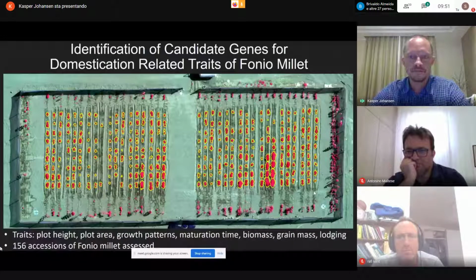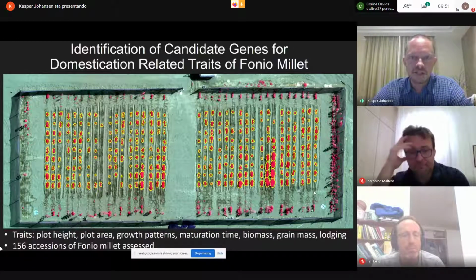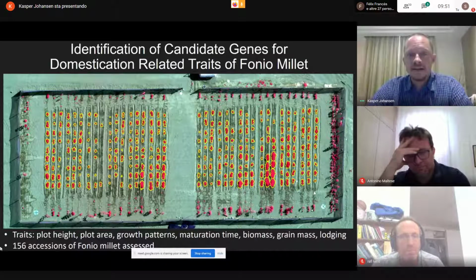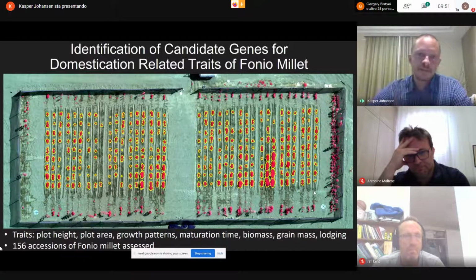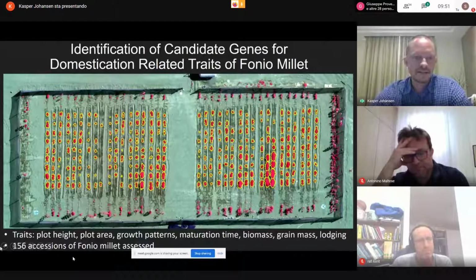Okay, just another plant trial study that we are a part of. That's led by another plant science group at KAUST that's looking at identifying candidate genes for the domestication related traits of millet. Millet is a grain that's quite nutritious and eaten a lot in the western parts of Africa. Where the plant science group is looking at the genetic analysis, we are looking at phenotyping the plants, looking at plot height, plot area, growth patterns, maturation time, biomass, grain mass, and lodging effects as well.